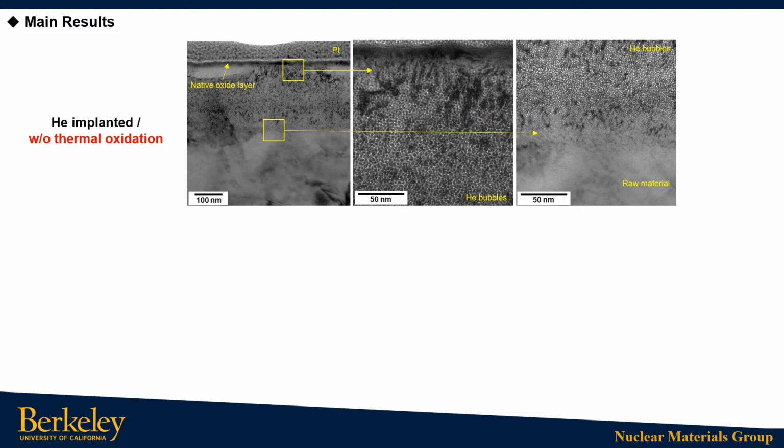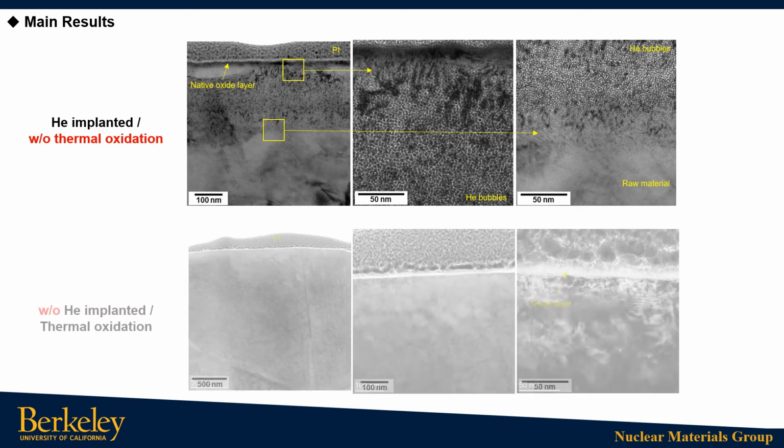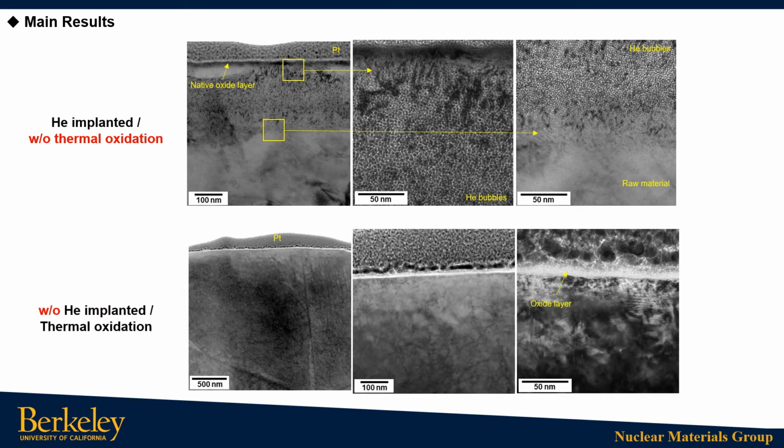These are samples with other conditions. The helium implanted sample without thermal oxidation has nano-sized bubble structures and only about 3 nanometers of native oxide layer. The sample without implantation but with thermal oxidation did not have any bubble structures but has 20 nanometers of oxide layer.